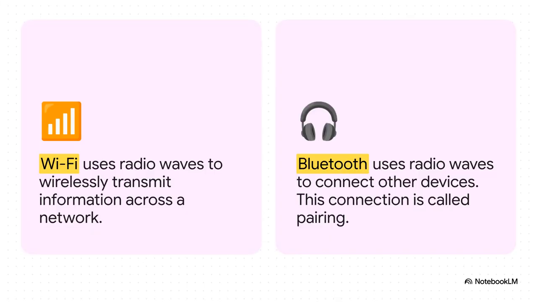Of course, these days, so many connections are wireless. Wi-Fi and Bluetooth are the two big ones, and they both use radio waves, but for totally different jobs. Think of it this way. Wi-Fi is for connecting your devices to a bigger network, like the internet. Bluetooth is for short-range, direct connections between two devices, like pairing your headphones to your phone.